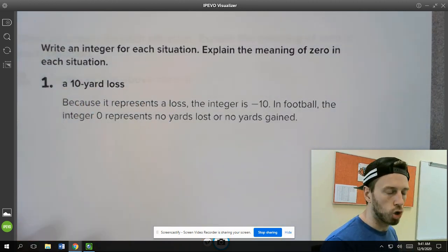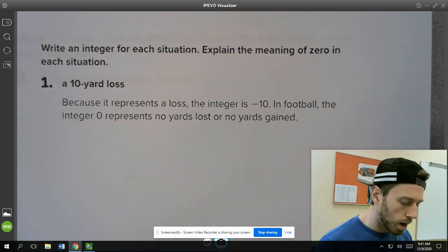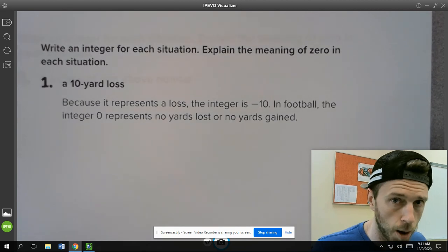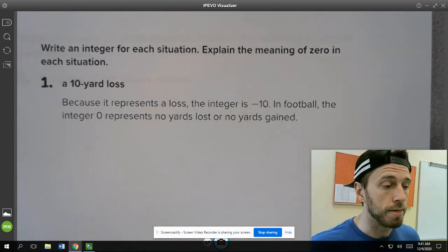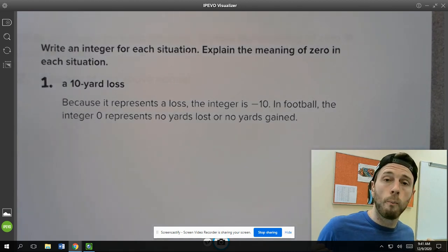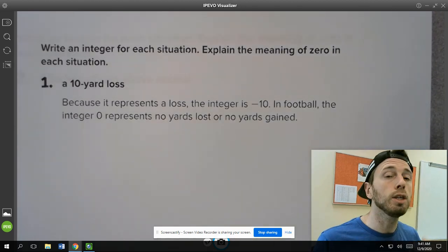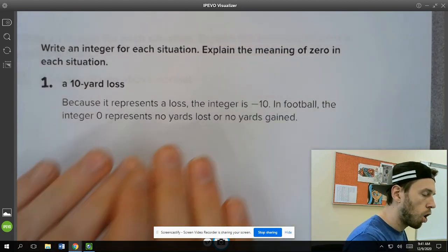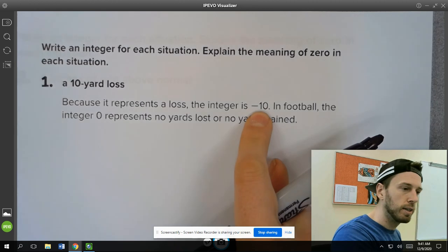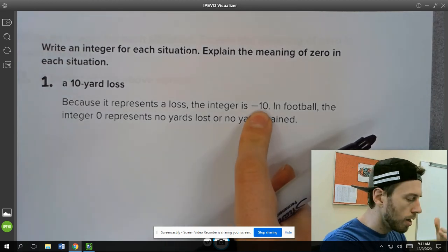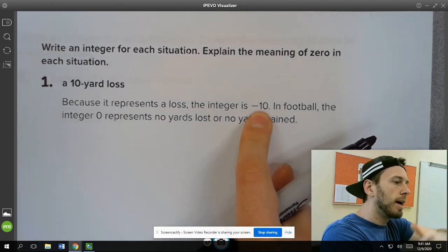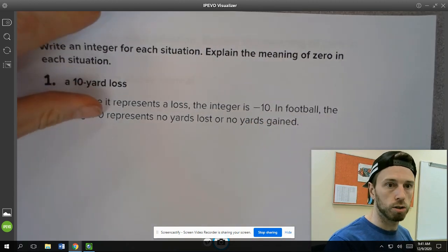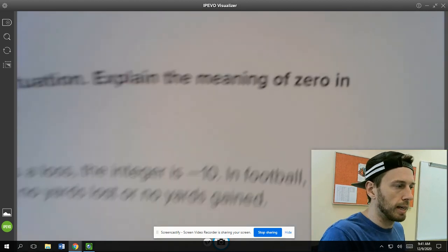A 10-yard loss. So if you know about football, you can lose 10 yards. If you're standing in a specific spot on the football field and the other team tackles you backwards, it's called a loss. You can actually lose yards. You can go backwards from where you are. And we would say that this loss is represented by a negative 10, right? Because you're going backwards. Your starting point would be considered 0, and you move back 10, right? So it will be a loss of 10 yards. Right, so those are the types of questions we're going to be asking today.